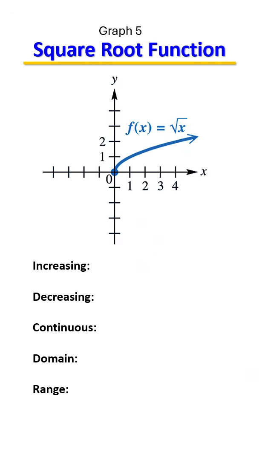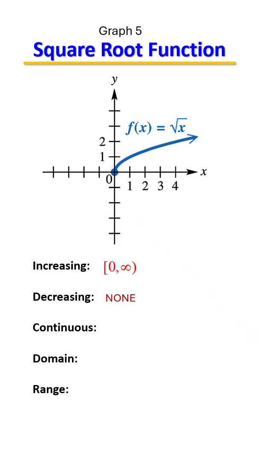Now let's take a look at some of the characteristics of a square root function. Where on the interval is it increasing, moving from left to right in an upward motion? And as you can see, that would be starting at 0 and then go on forever to positive infinity. There are no areas of decreasing on this particular function.